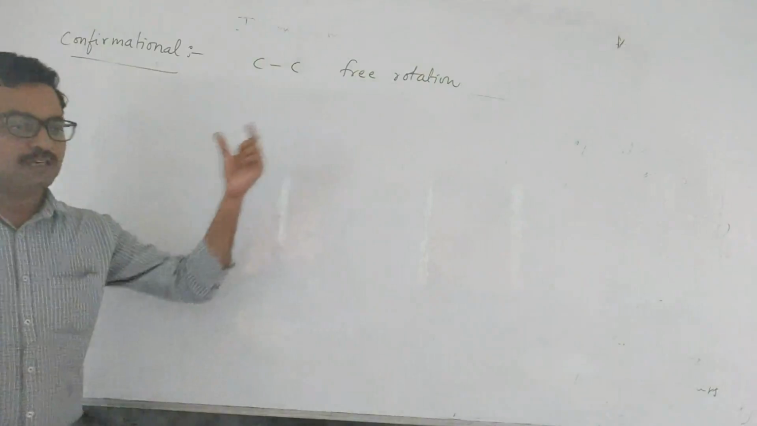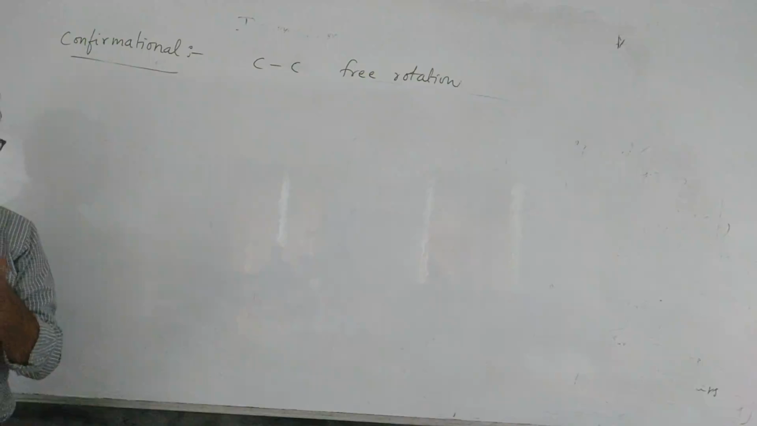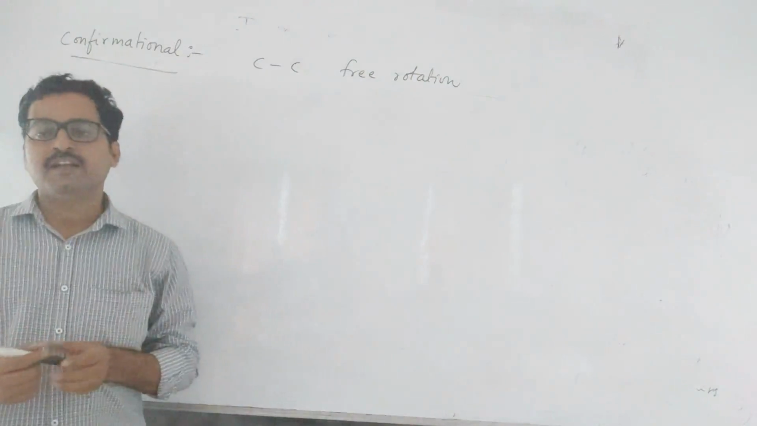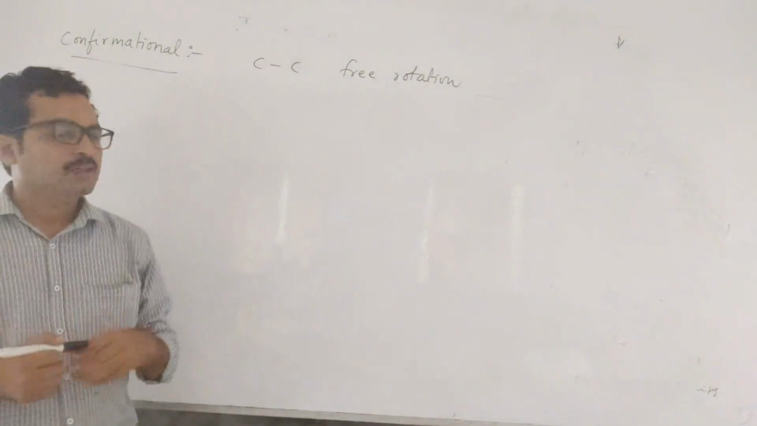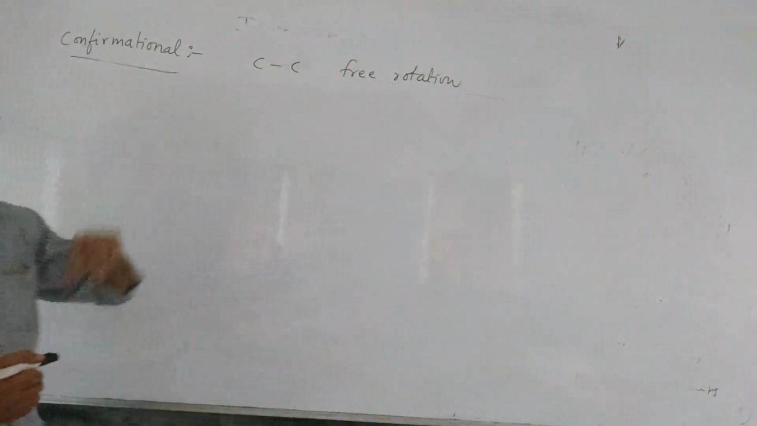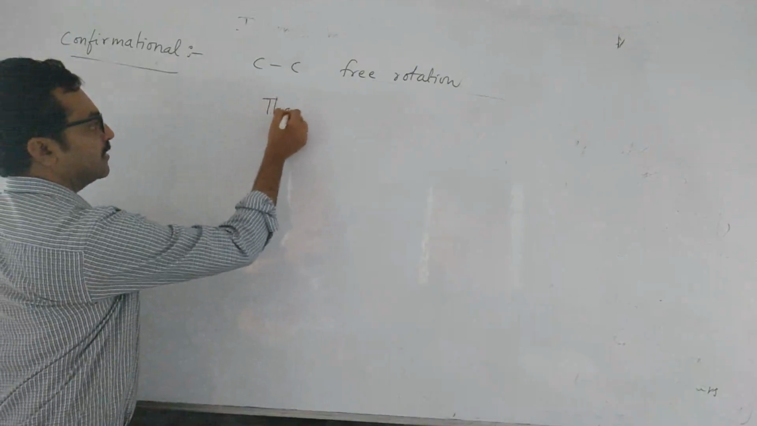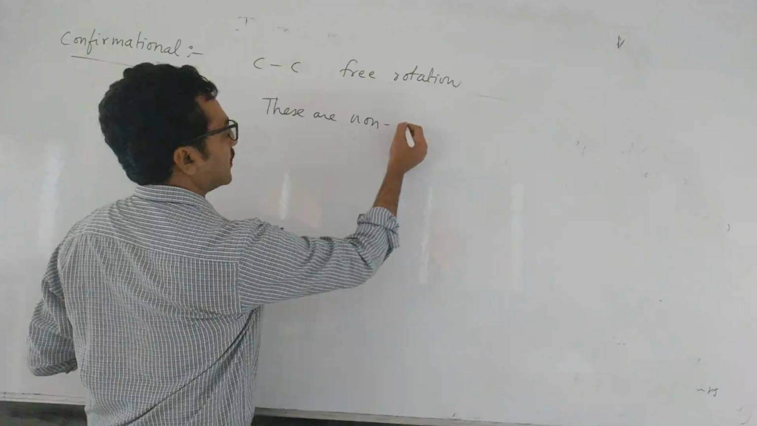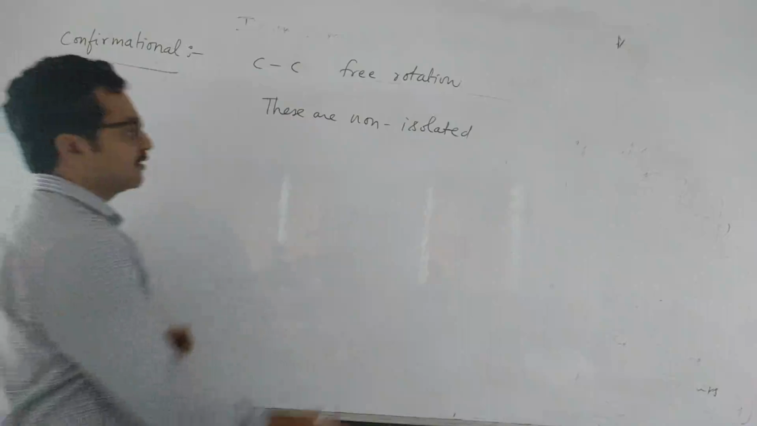Means we don't rotate the carbon-carbon single bond ourselves. If we give some energy, they will rotate on their own, and we will have different types of isomers. Infinite number of isomers will be formed due to C-C rotation. In that, 3 or 4 we will identify. These are non-separable. We cannot isolate them. They are interconvertible.